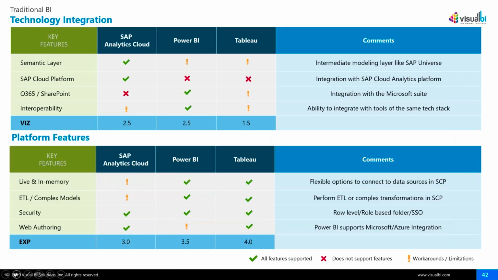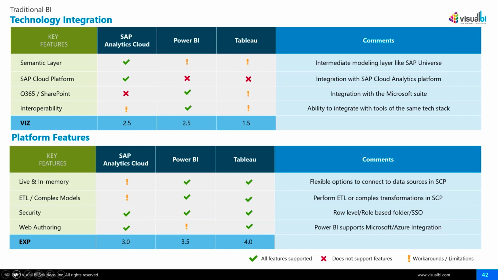Coming down to some of the traditional BI or some of the things that IT really cares about, hey, can it have a semantic layer? Can it connect to some of the metadata layers like our SAP universes? Both Power BI and Tableau do have challenges. They have either workarounds or some third-party tools to connect to universes. Analytics Cloud is part of the SAP Cloud platform, so it's going to provide a much more seamless integration. Whereas Power BI has the Office 365 SharePoint native integration, so that's where it shines. The interoperability, same thing, Power BI is again ahead here.